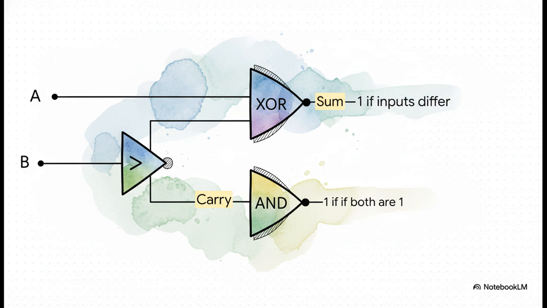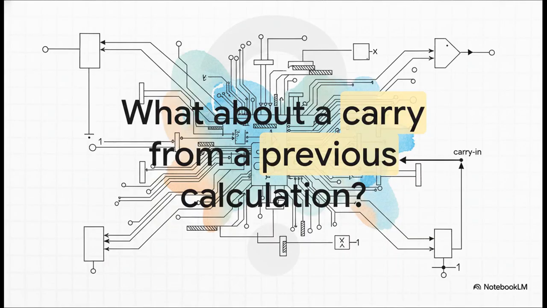So look at that. You combine an XOR gate and an AND gate, and you've just built a circuit that can add. How cool is that? This is awesome. It really is. But we've hit a problem. This little circuit, it's called a half adder, and it's great for the first column of numbers. But what about the next column? What happens when we have a carry coming in from the previous calculation? Our circuit only has 2 inputs. It can't handle a third.